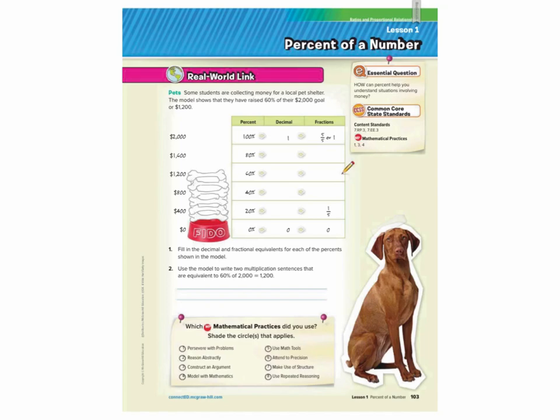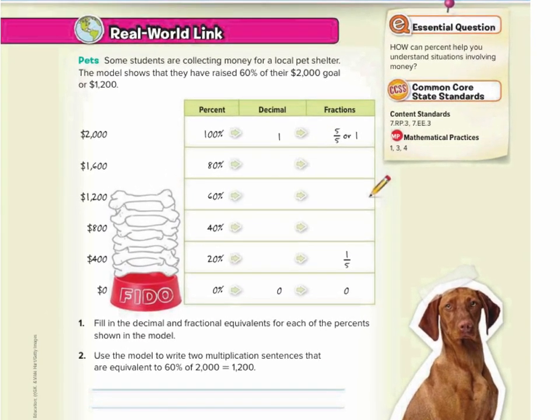Hello, Mr. Richards here. Today's lesson, our first in our Chapter 2 on percents, is percent of a number. And as we look at our real-world link on pets, some students are collecting money for a local pet shelter. The model shows that they have raised 60% of their $2,000 goal, or $1,200.